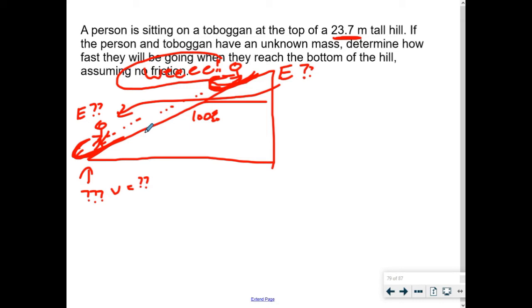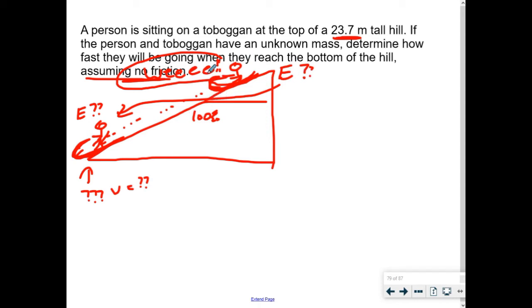Will it, though? What energy will have been lost for sure as the person goes down the hill? Yeah, friction due to heat. Yeah, for sure, right? As the sled rubs against the ice here, there's going to be some. Now, it says assuming no friction, but let's be honest. Is there actually going to be friction still?